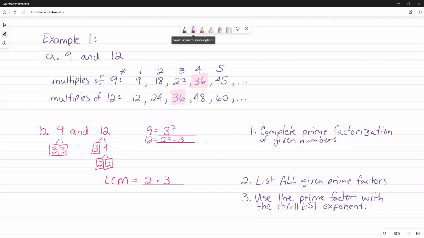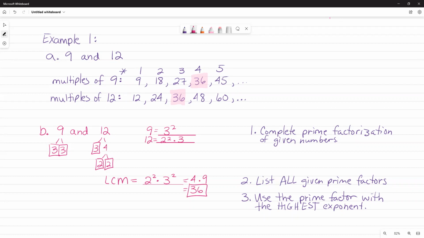So for 2, what's the highest exponent in our prime factorizations? It's the 2 squared. With the 3, it's also squared, right? An exponent of 2 is squared. All right, so that means what's 2 squared? 4. 3 squared, 9, and that equals 36. Right, which should be our answer, because when we make a list of multiples, we got 36.